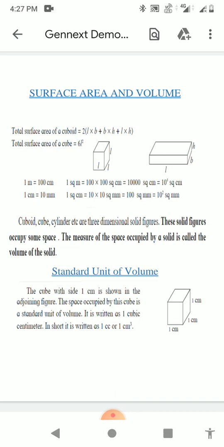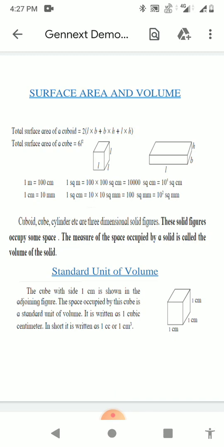But today I'm going to teach you the most important topic from mathematics at standard, that is surface area and volume, which comes under the state board syllabus. Okay, so we will proceed. Name of the chapter is surface area and volume.